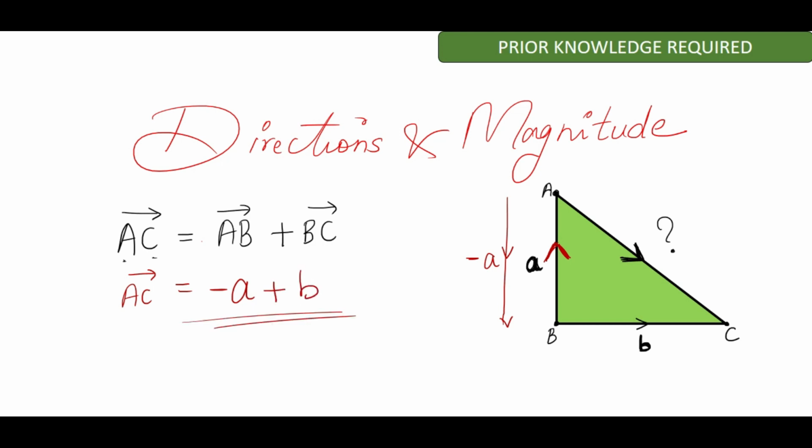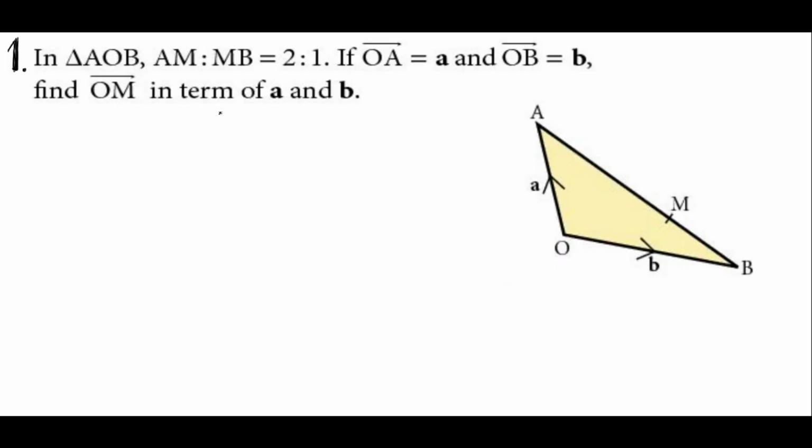Now let's solve some questions and let's see how to apply this knowledge. Question 1. In triangle AOB, AM is to MB is equal to 2:1. If vector OA is equal to a and vector OB is equal to b, find vector OM in terms of a and b. Now they are asking you to find the vector OM. So this is the vector OM. Vector OM starts from O and ends at M. So this is the direction. And they want it in terms of a and b.